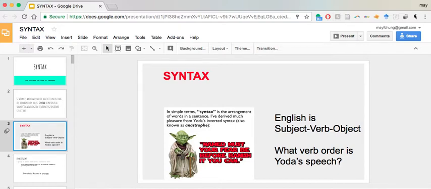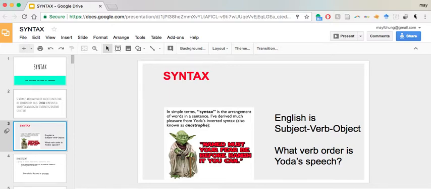English is a subject-verb-object order, and so is Chinese. Other languages, such as American Sign Language, might have a different kind of order. And from knowing what kind of order different languages have, we know how to form sentences in that language.